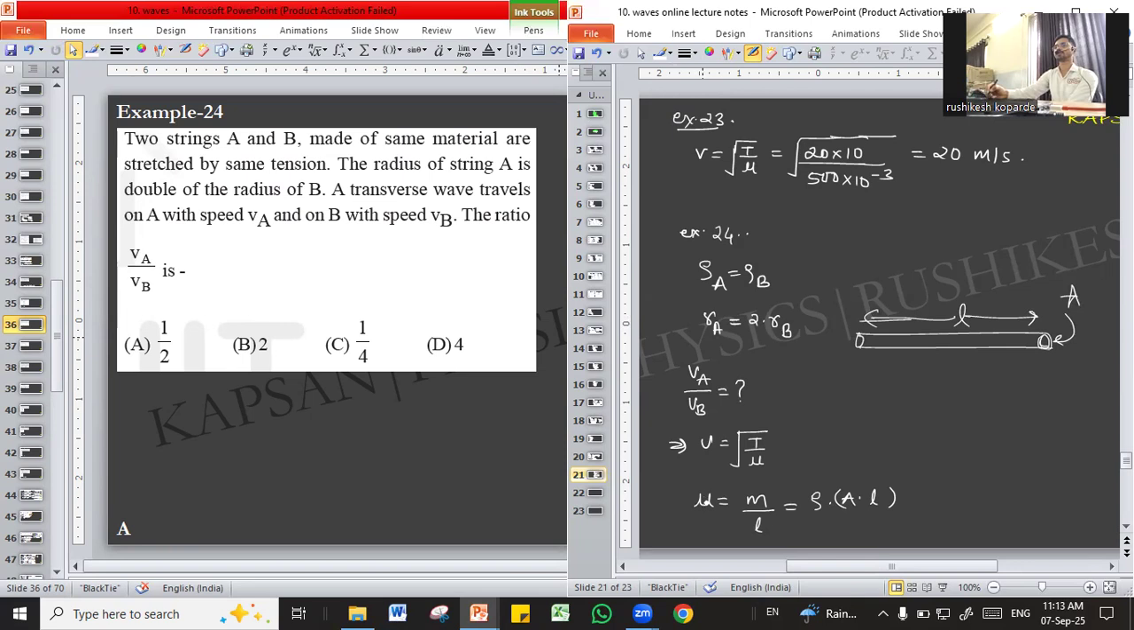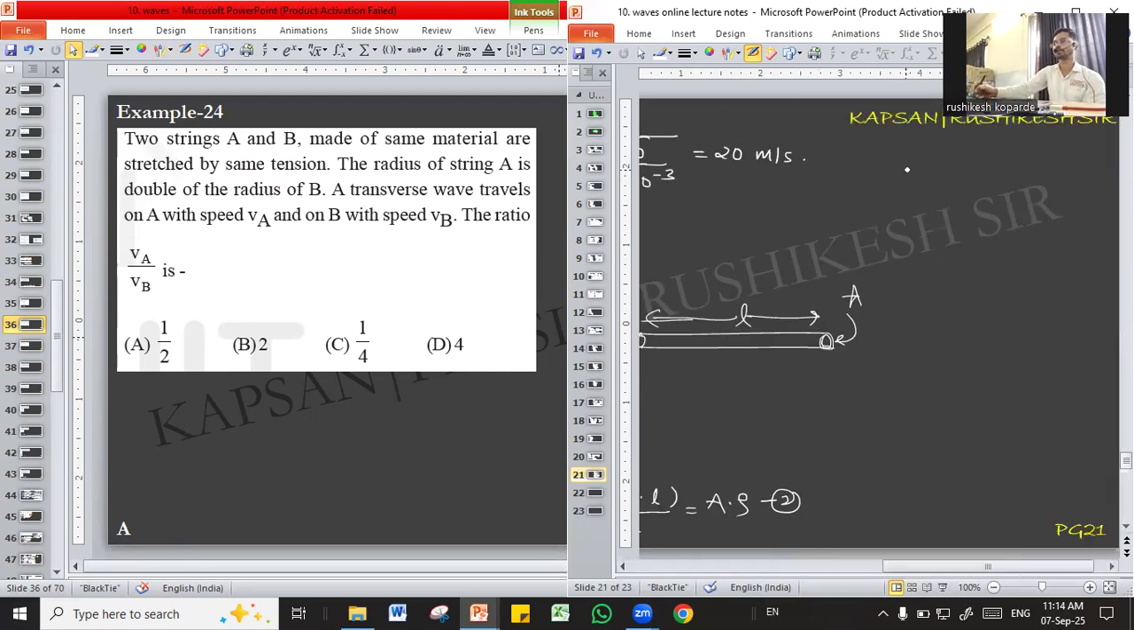So what is the replacement of mass per unit length? It is area into density. See, this L gets cancelled. Mass is what? Density into volume. Volume is what? Area of cross section into length. Length cancels. So mass per unit length is what? Area into density. So what you can do? You can call this equation 1, this equation 2. You can use equation 2 in equation 1.